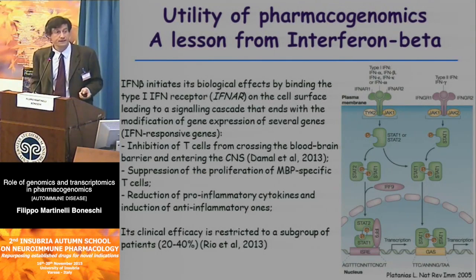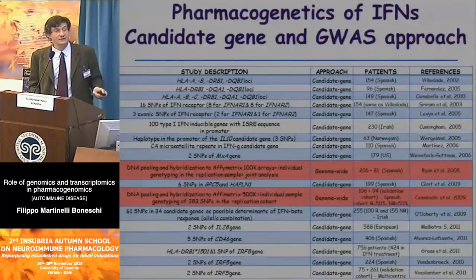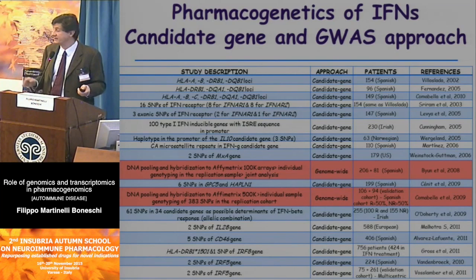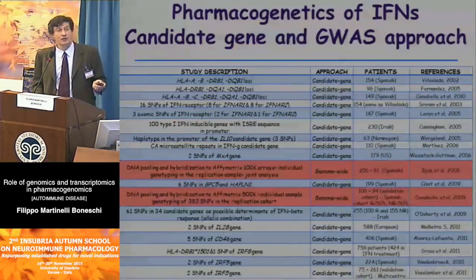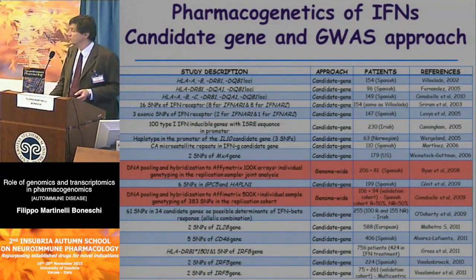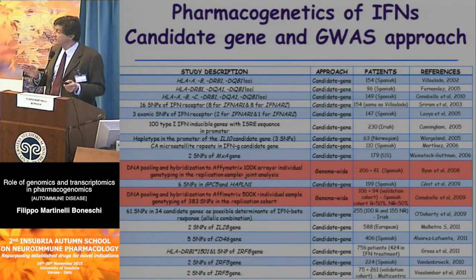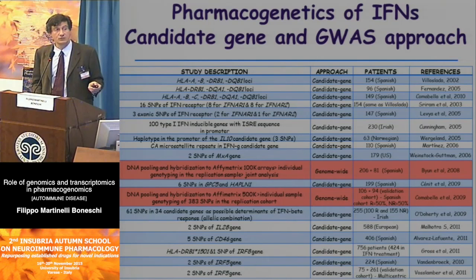These are the different studies which have been done starting from the early 2000s to try to identify genetic variants associated with response to interferons. As you can see from here, most of them were candidate gene approaches. So what is a candidate gene approach? This means that you study the mechanism of action of a drug, and then you choose the particular molecules that are more important in the mechanism of action of the drug.